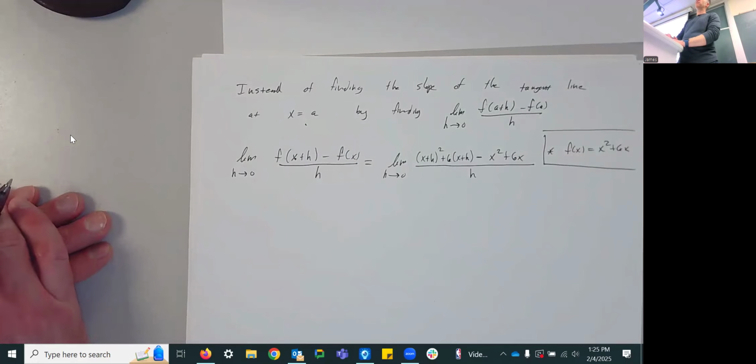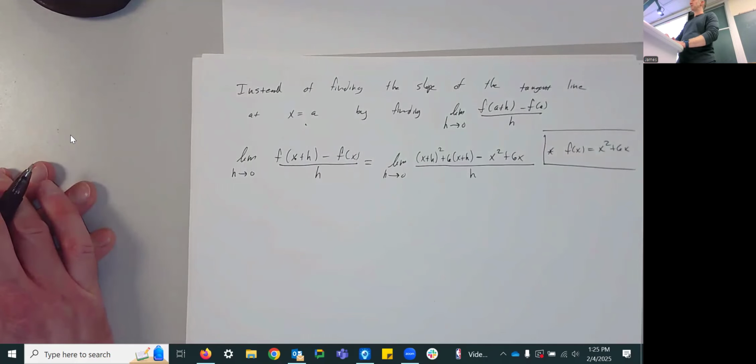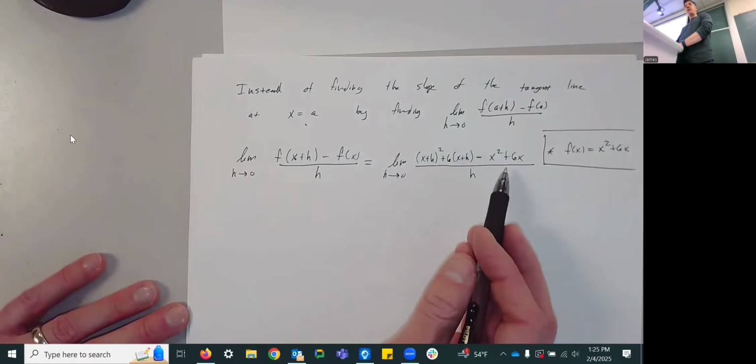I've made a mistake. If I go further this way, my 6x's will not cancel out. And that's a disappointment because I want all the non-h things to cancel out in the numerator. So be careful here, right? I'm going to leave the mistake for a second, but I'll fix it in a moment.